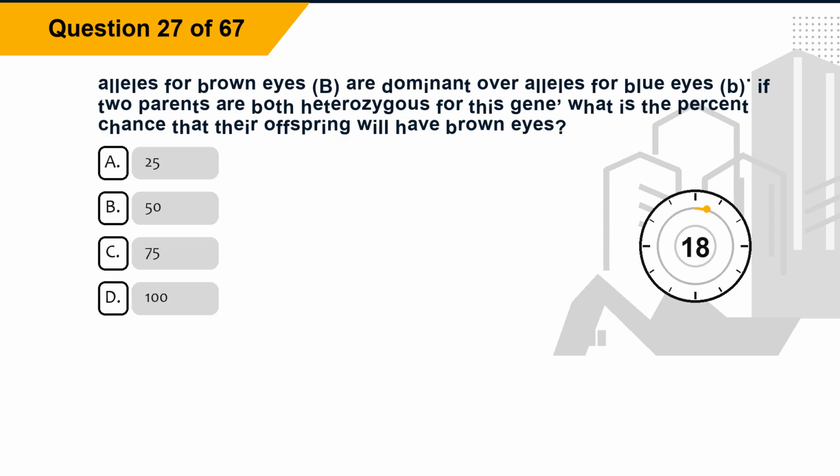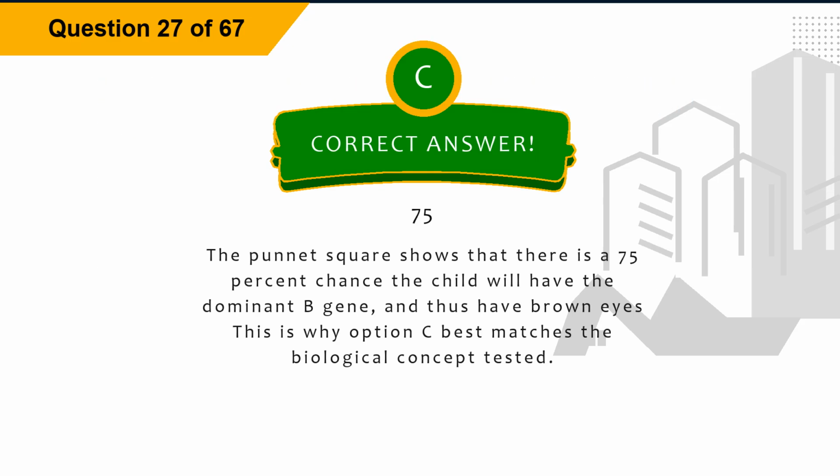Question 27. Alleles for brown eyes, B, are dominant over alleles for blue eyes, b. If two parents are both heterozygous for this gene, what is the percent chance that their offspring will have brown eyes? Option A, 25. Option B, 50. Option C, 75. Option D, 100. The correct answer is option C, 75.